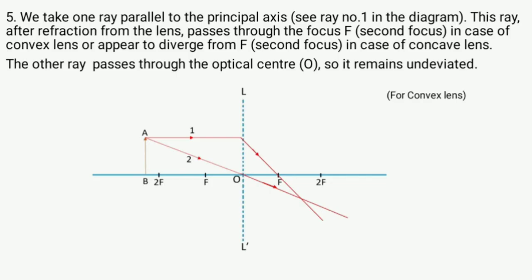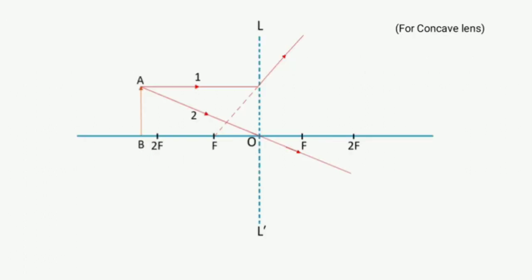Now the ray which is parallel to the principal axis, after refraction passes through the second focus if the lens is a convex lens, and the other ray passing through the optical center passes undeviated. In case of a concave lens, the ray parallel to the principal axis after refraction diverges as if it diverges from its second focus F, and the second ray passing through the optical center passes undeviated.